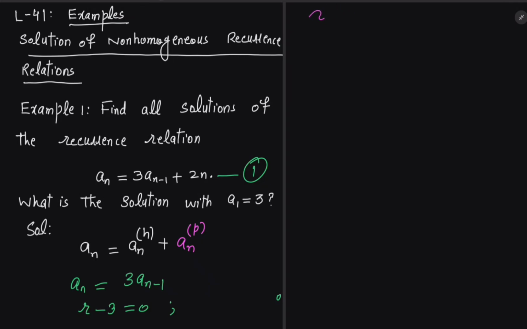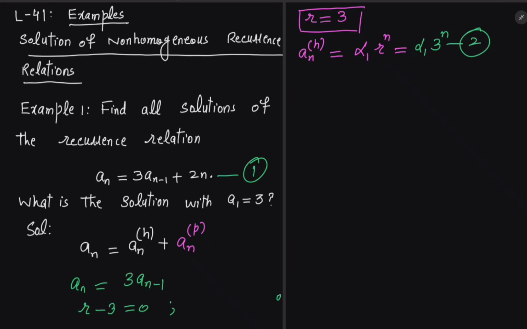So we have r is equal to 3 as a root, and the solution for the homogeneous part, an homogeneous, will be equal to some constant, which is alpha 1. You can call it c1, whatever name you like. And then we have r raised to power n. And the solution is alpha 1 times 3 raised to power n. So this is the solution of the homogeneous part.